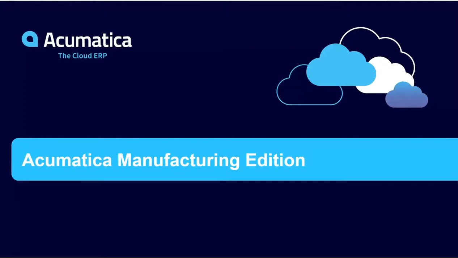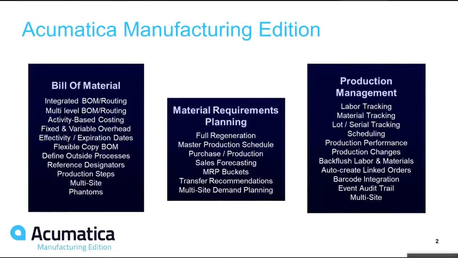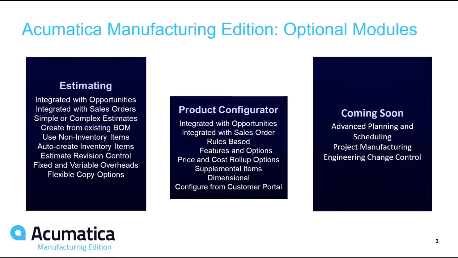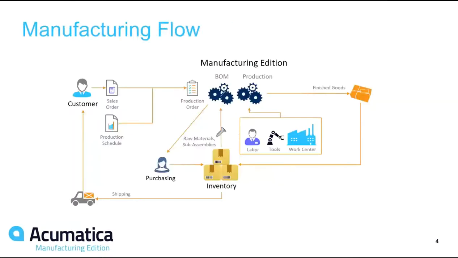Acumatica's Manufacturing Edition is comprised of three key modules: Bill of Materials, MRP, and Production Management. These three modules consist of the features you are seeing here, and we will see some of these features in action during today's demonstration. Acumatica also offers optional modules for our Manufacturing Edition, including estimating for brand new manufactured items, a product configurator for items with custom options, and more coming in 2018, including advanced planning and scheduling, project manufacturing, and engineering change control.